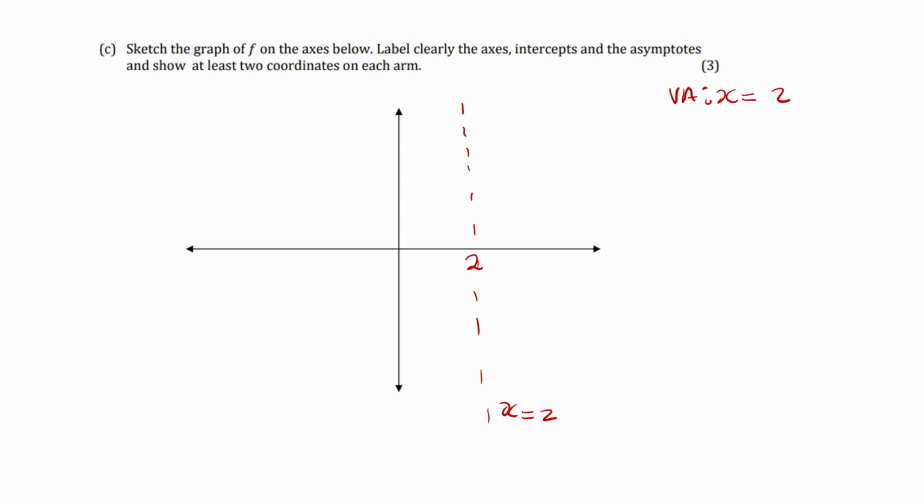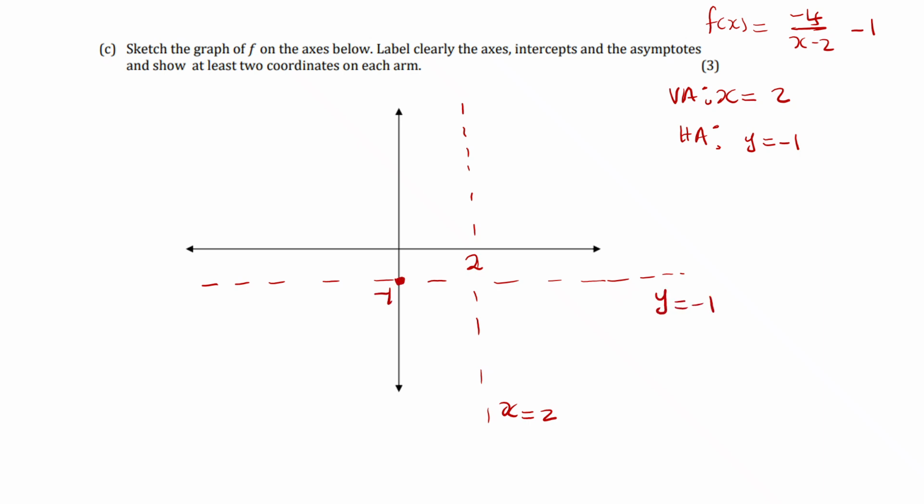Then we had our horizontal asymptote. What was the horizontal asymptote from the graph? If you still remember, it was minus 1. So we said y is equal to minus 1 because the equation of f of x was in the form minus 4 over x minus 2, minus 1. So now from this, I'm just going to put my horizontal asymptote at minus 1. So y is just minus 1.